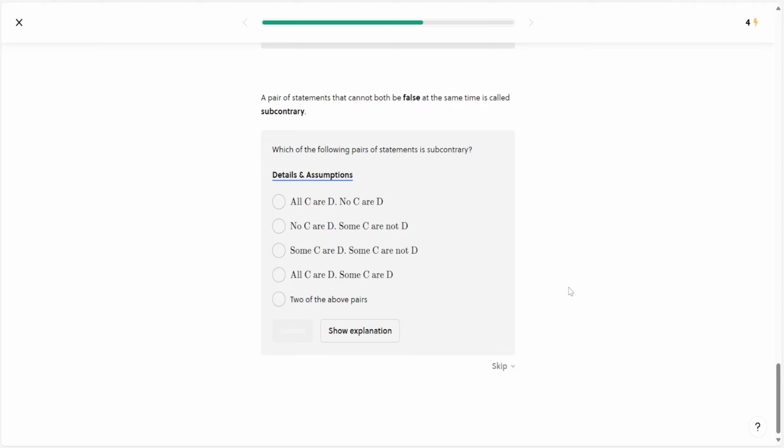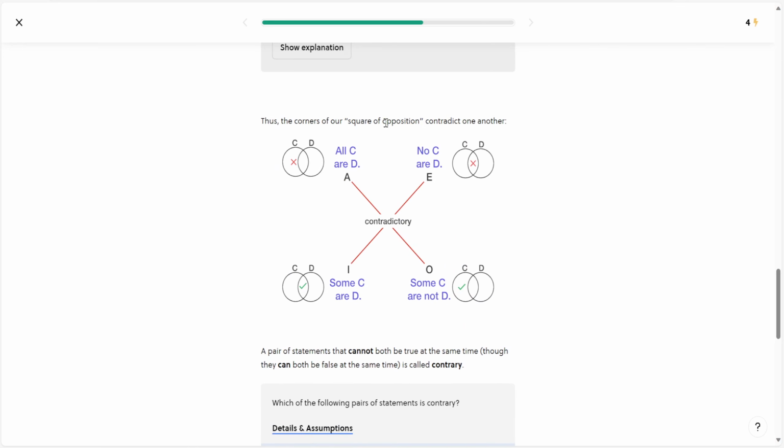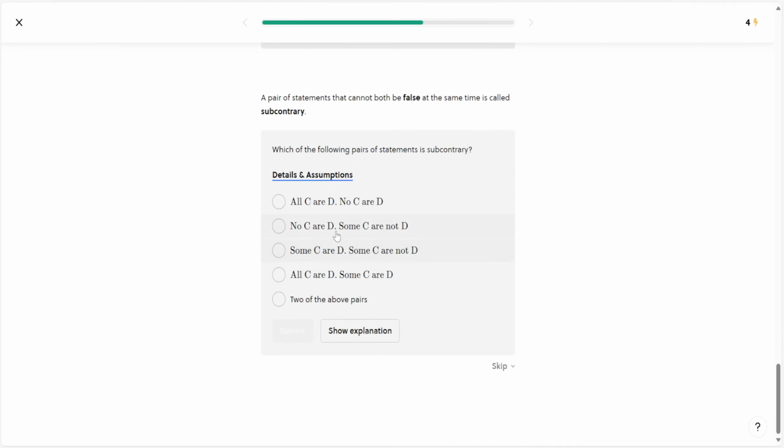I don't know. A pair of statements that cannot be false at the same time is called subcontrary. Which of the following pairs of statements is subcontrary? Can't be false at the same time. So if all CRD, this is a check. Some CRD, this is a check. So they can't be false at the same time because they've both got a check in. So all CRD, some CRD.